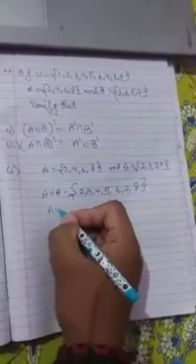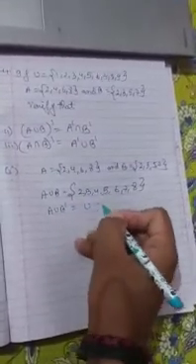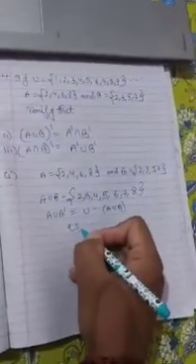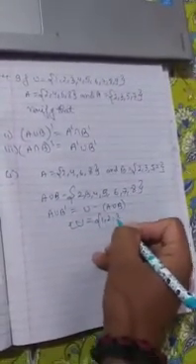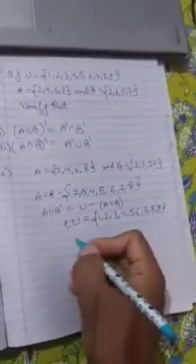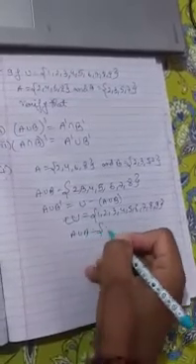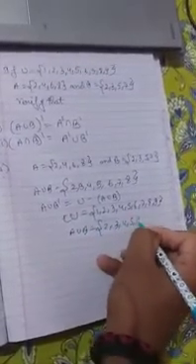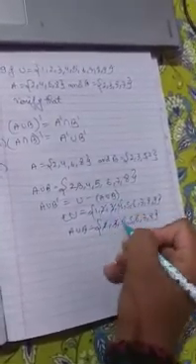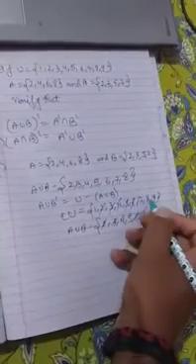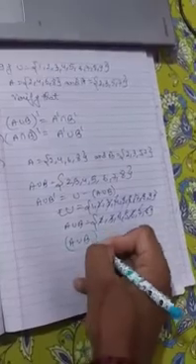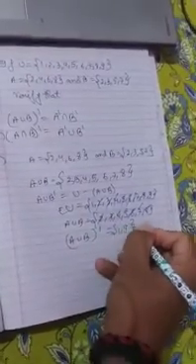So for finding (A union B) complement, you have to use U minus (A union B). So in U we have 1 2 3 4 5 6 7 8 9, and in A union B we have 2 3 4 5 6 7 8. Now 2 will be cancelled, 3 will be cancelled, 4 5 6 7 8. So what we get? In (A union B) complement we get only {1, 9}.